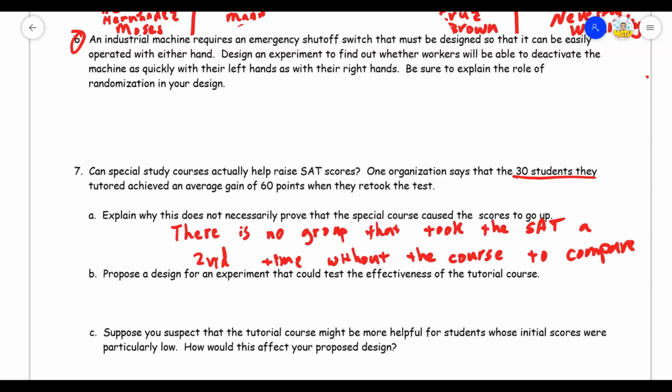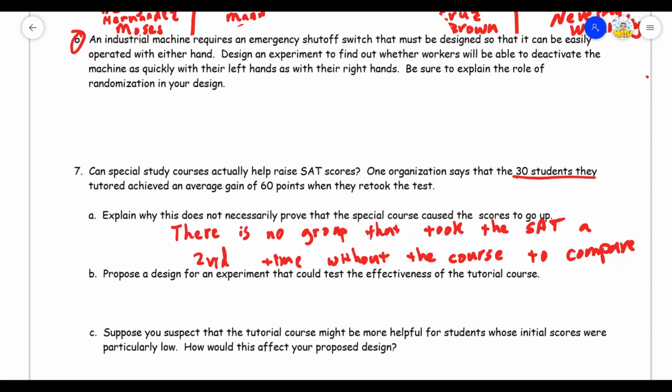So hopefully we notice what's missing here is a comparison group. We would need another 30 students to take the SAT and then take it again in the same amount of time that these other folks were taking this special course, and maybe they study on their own. In general, people's scores usually go up the more times they take it. So just from the simple experience of taking the SAT, next time you take it, it's likely to go up.